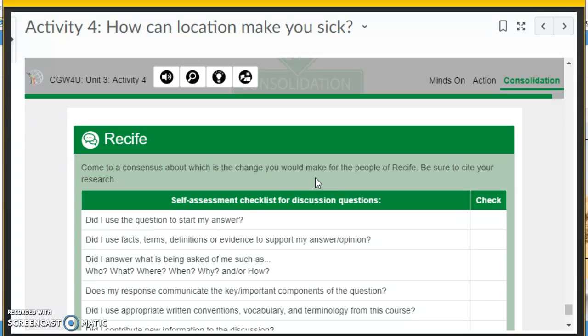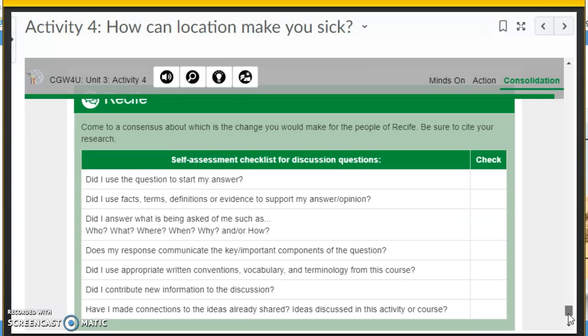As you present your argument, make sure you cite your research and use this self-checklist as a guide as you're presenting your argument. The discussion for this particular activity will only be open for a short time. It will be open until Thursday at the end of the day, or well into the evening, I should say. If you have any questions or concerns, please don't hesitate to contact me.